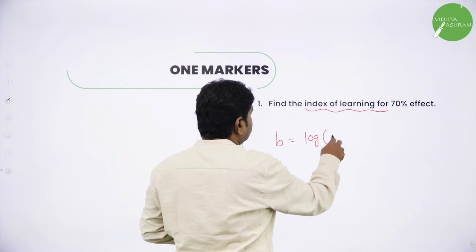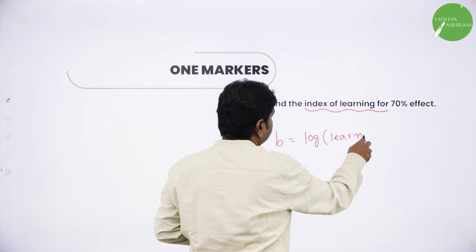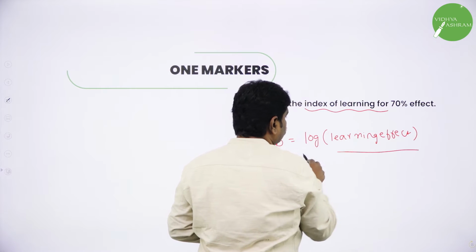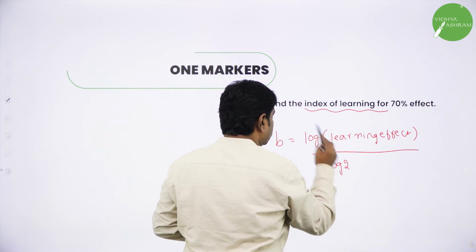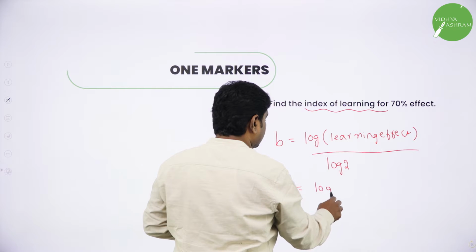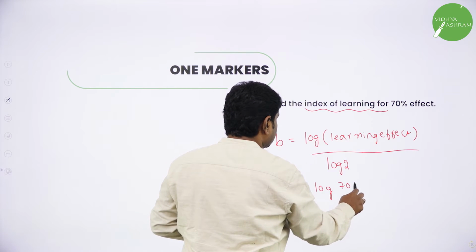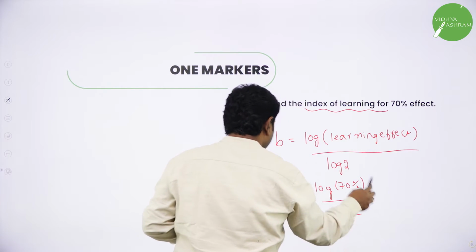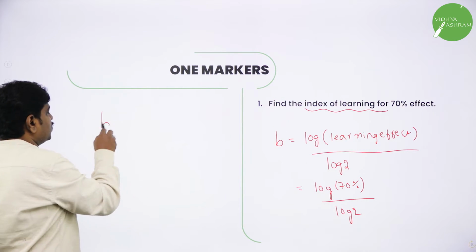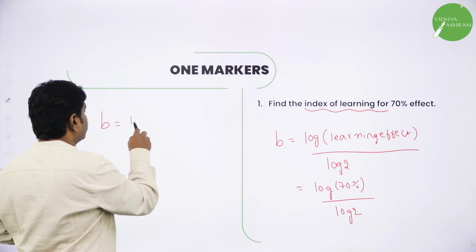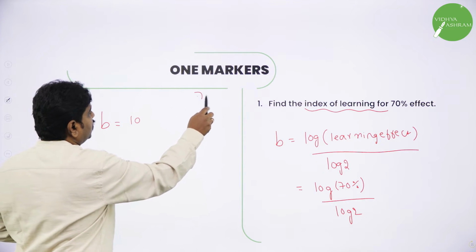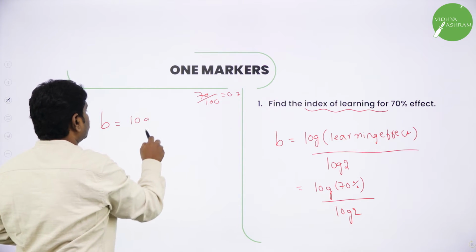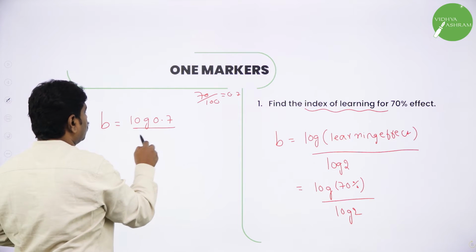B, the index of learning, is log of learning effect divided by log 2. And what is the learning effect we have? 70%. So B is log of 70% divided by log 2. 70 percent means 70 divided by 100, which is 0.7. So it becomes log 0.7 divided by log 2.